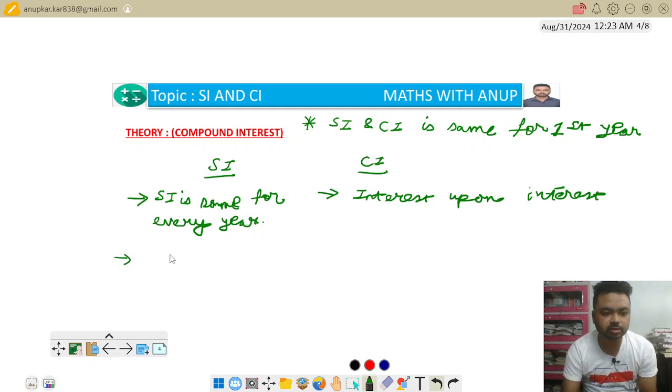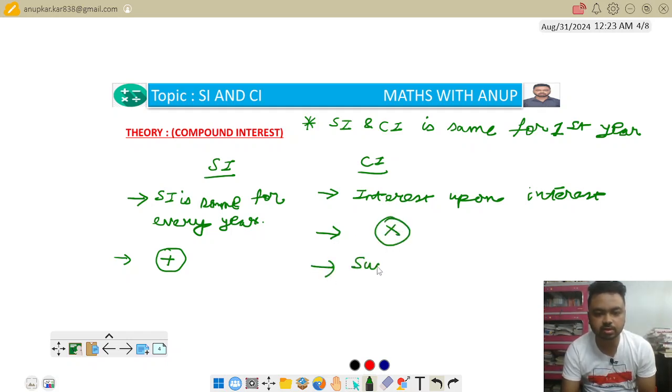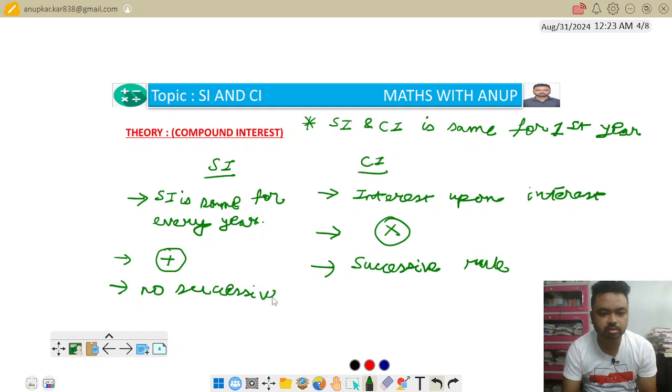Simple interest follows the simple rule of addition, whereas here we follow the rule of multiplication. Here there is successive rule. Whole compound interest revolves around the successive rule. Okay, so this is the basic difference. Now let's understand with an example.